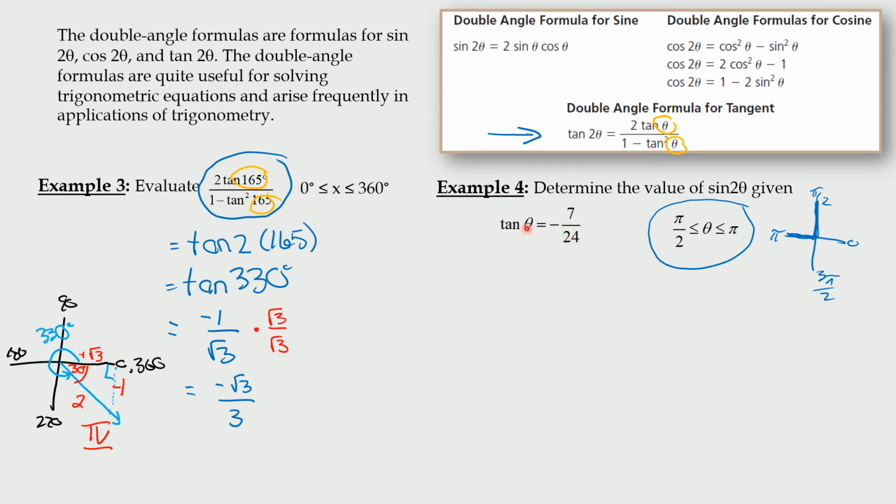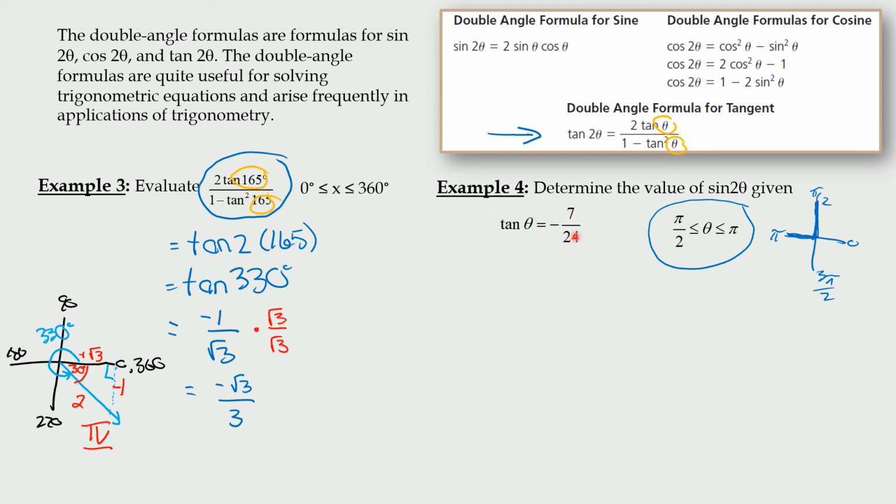I don't have any double angles. I don't have any powers of 2. I don't have multiples, sine and cos, or multiple ratios. I just have a single tan. So this is already pretty straightforward. But how am I going to get sine 2 theta when I'm given tan?